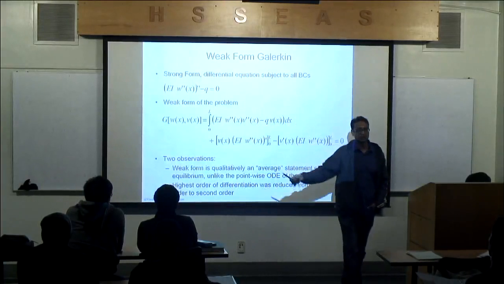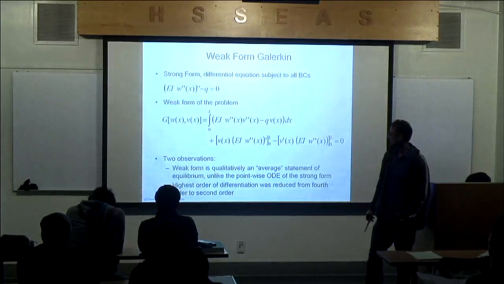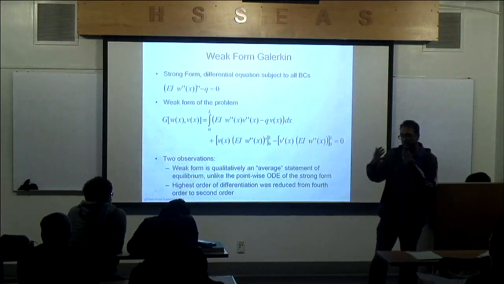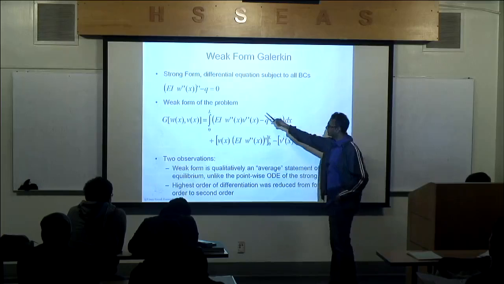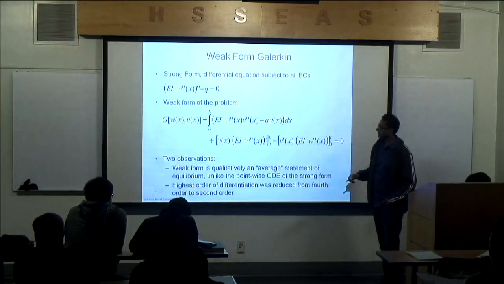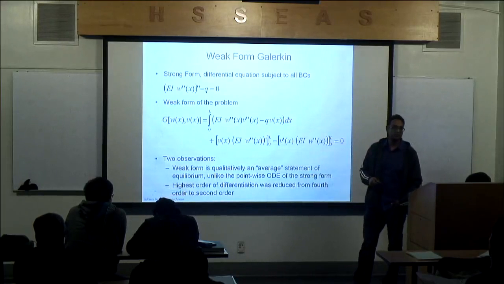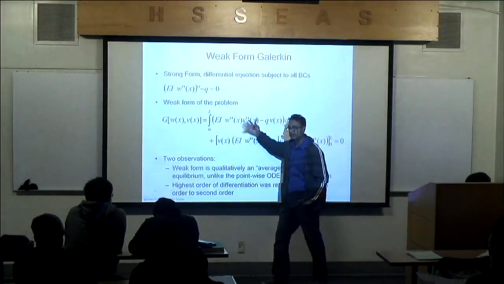So you can see quickly that I've lowered the continuity requirements. I have weakened, and that's why it's called weak form, the continuity requirements. Secondly, I formed an integral here, and qualitatively this is an average statement of equilibrium, because this is equivalent to that. Really, this is equivalent to that.